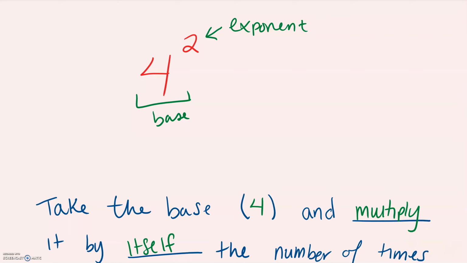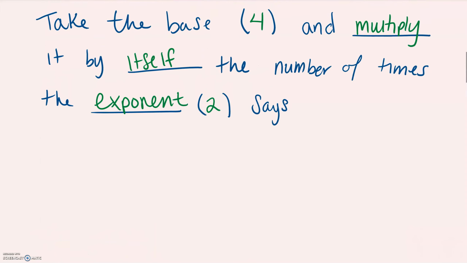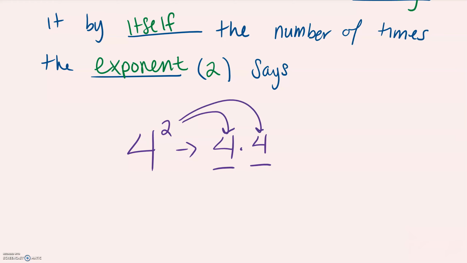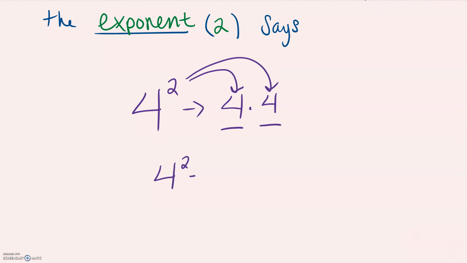So up here, that 2 is our exponent. We're going to take this 4, and multiply it by itself twice. So let's do purple. Here's my 4 squared, which changes to 4 times 4, that base multiplied by itself the number of times our exponent says. Now, do not leave your answer as 4 times 4. We can figure out what 4 times 4 is. We're really going to say that 4 squared is the equivalent of 16. And 16 is our answer.